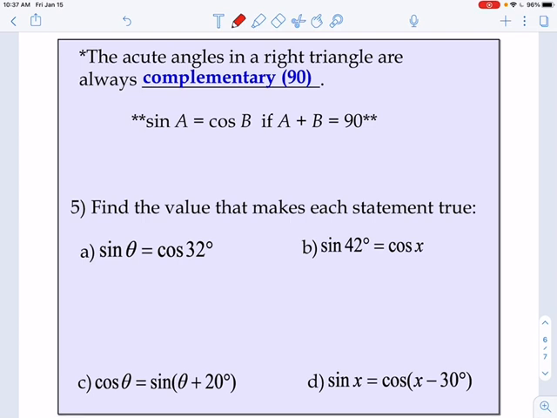So here's what the deal is. If A plus B equals 90, so again, if your complementary angles in that right triangle add to 90, which they do, then the sine of angle A is always going to equal the cosine of angle B. So the sine of one angle is going to equal the cosine of the other angle. And again, not your 90-degree angle, your two complementary angles, the two acute angles.